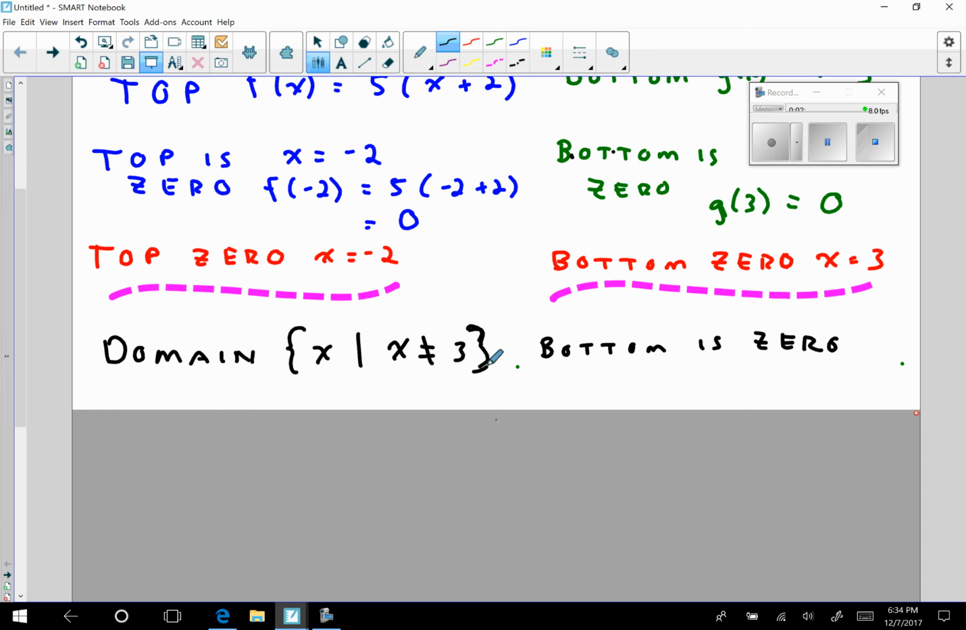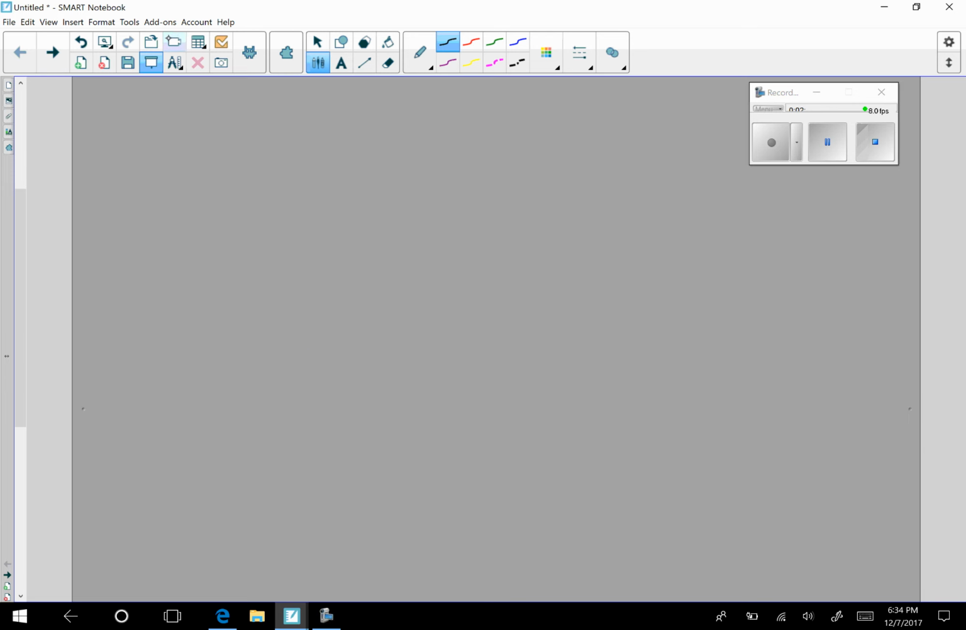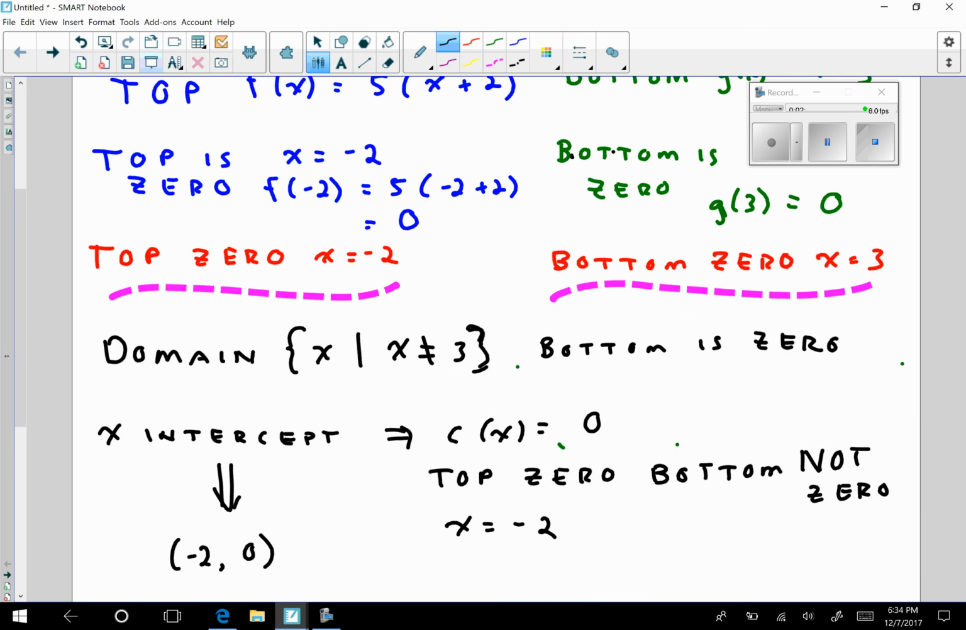Next thing we're going to do is find the x-intercepts. The x-intercepts happen when the top is 0 and the bottom is not. They happen when the function itself, which is c of x, is equal to 0. A fraction is 0 when the top is 0 and the bottom is not. That's the only time a fraction is 0. And the only time that the top is 0 and the bottom is not is at x equals negative 2.